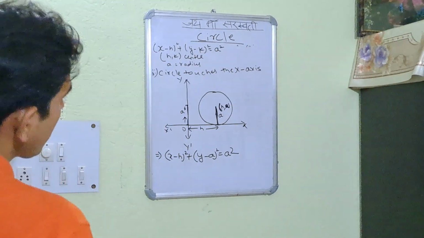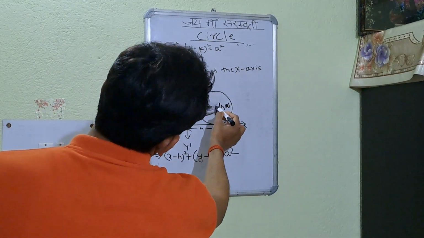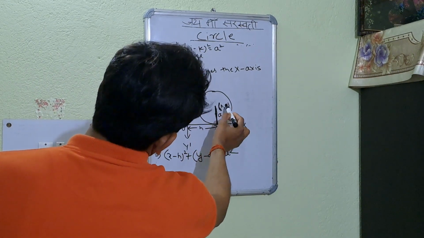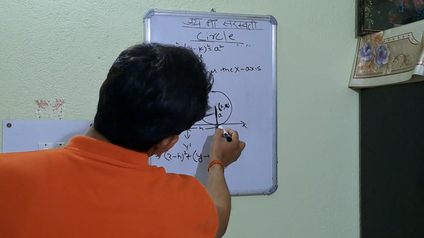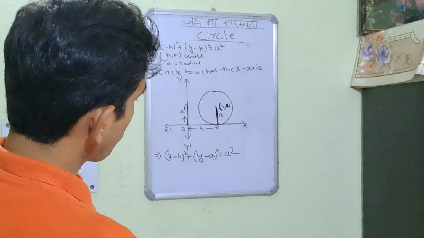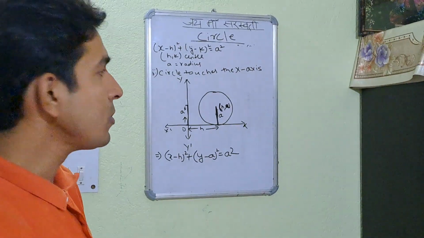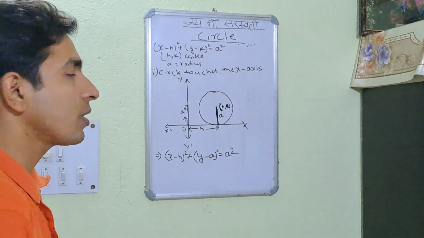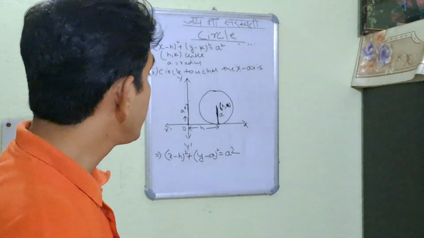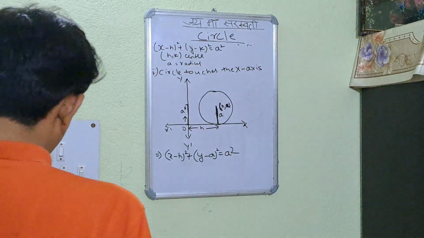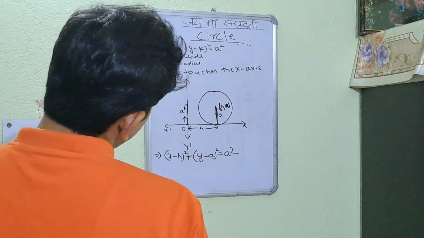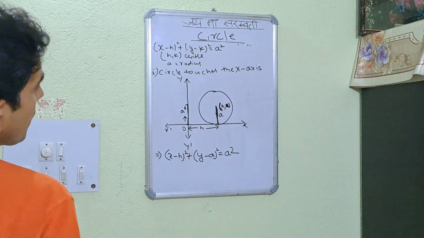In the case of the x-axis, this is the radius. So this is the radius A, and this is also the y coordinate A. So this will be A and this distance will be x. So the coordinates of the center will be (h, a). So we are writing the equation of the circle as (x − h)² + (y − a)² = a². That is the equation of the circle. This is the second condition.